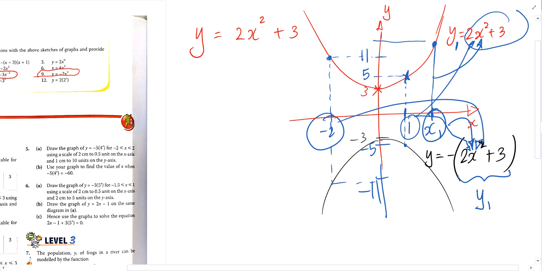When I put a negative sign outside the y1, I get negative y1. y1 and negative y1 are mirror images of each other. That's why we get a graph that is symmetrical about the x-axis whenever we put a negative sign in front of the original graph. Okay? Any questions? So how do we flip a graph from left to right along the y-axis?